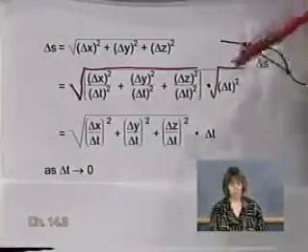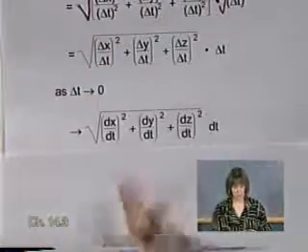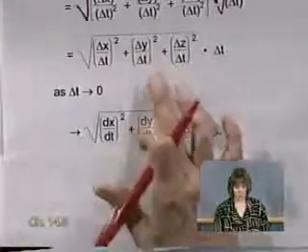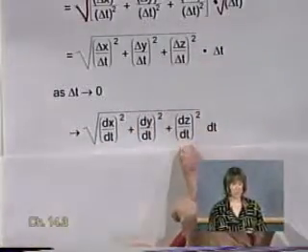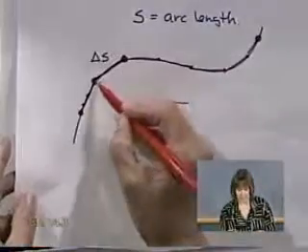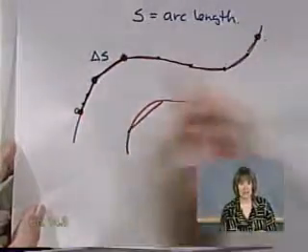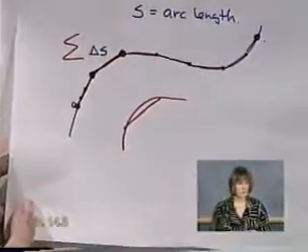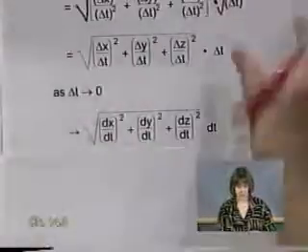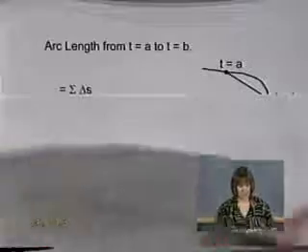Well, I think most of you remember from your Calc 1 days that as delta t goes to 0, delta x over delta t goes to dx dt, delta y over delta t goes to dy dt, and delta z over delta t goes to dz dt. And that is just one little piece. So to find out the arc length from here to here, I have to sum up all of those delta s's. So that's exactly what I'm going to do next.